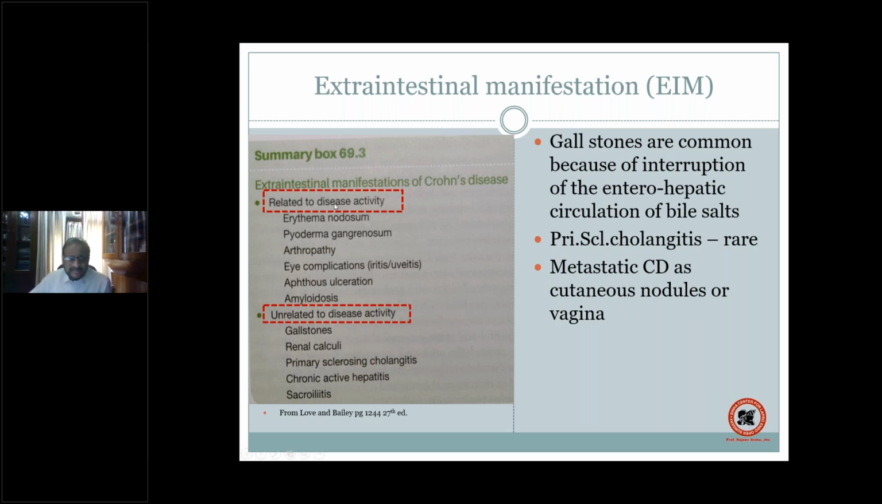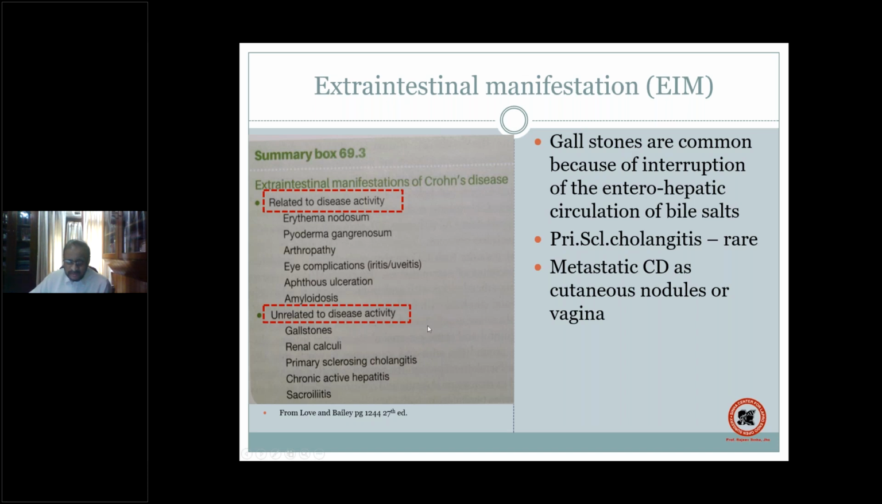What are related to the disease activity are certain important conditions which would vary with the intensity of the disease. But if you have a less intense or more intense, there are others which would not be related. And these are the gallstone, the renal calculi, the sclerosing cholangitis, active hepatitis, sacroiliitis. So these are unrelated to your disease activity.